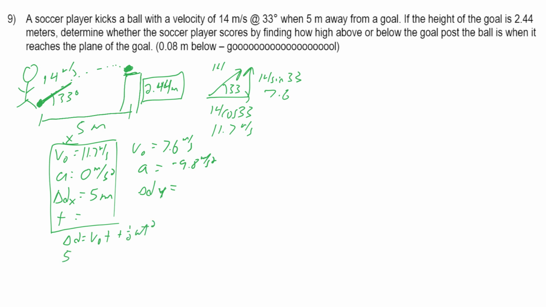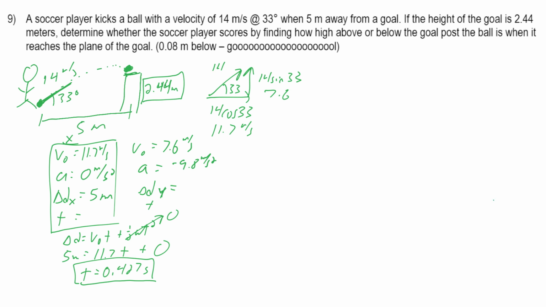So our d was 5 meters. The initial velocity is 11.7 times time, plus 0, no acceleration in the x direction. So that gets me a time of 0.427 seconds. All right, and so that's also the time on the y side. That gives us our third known value.